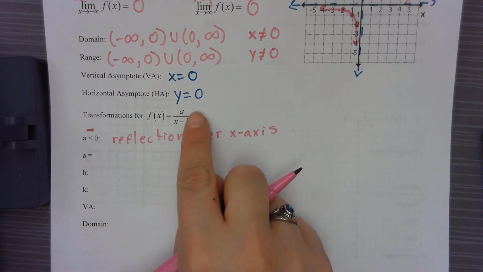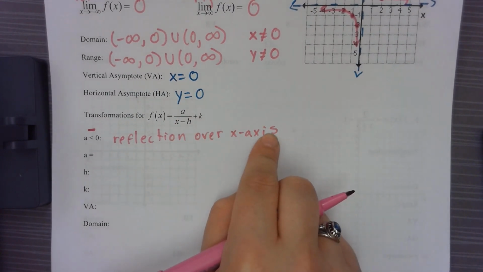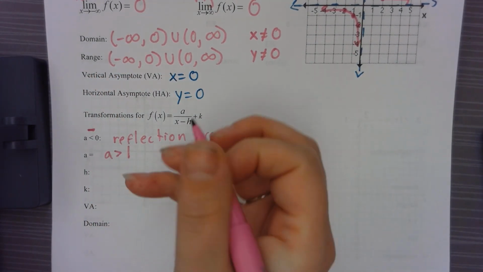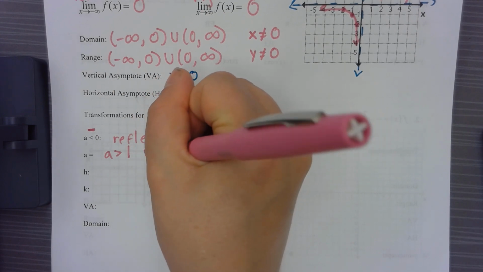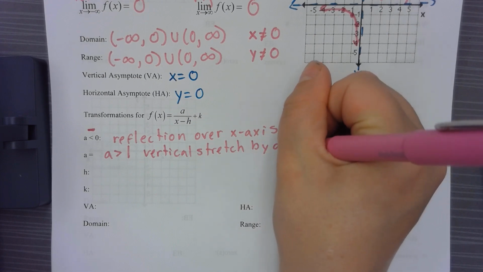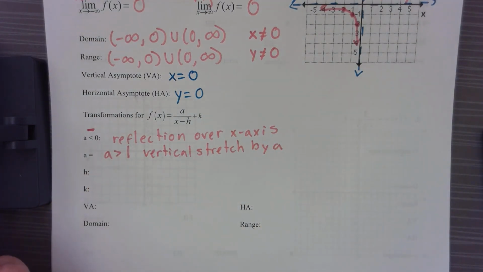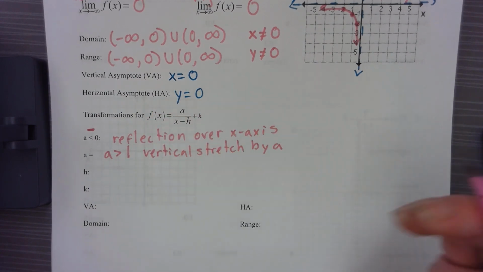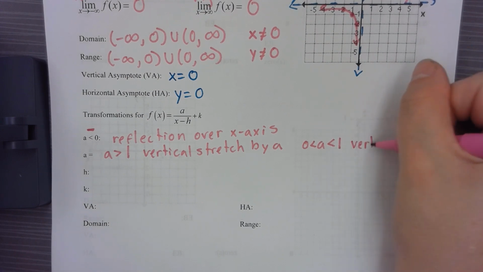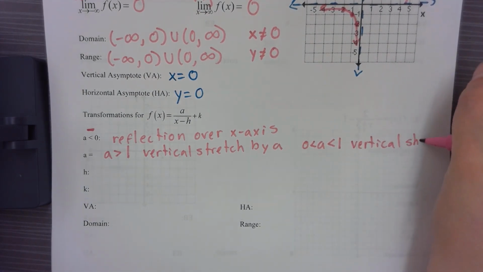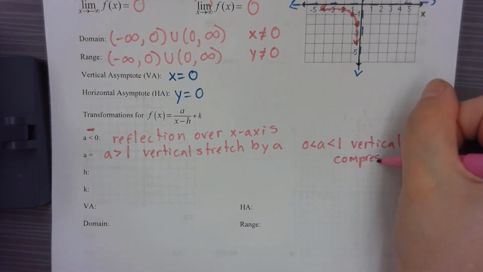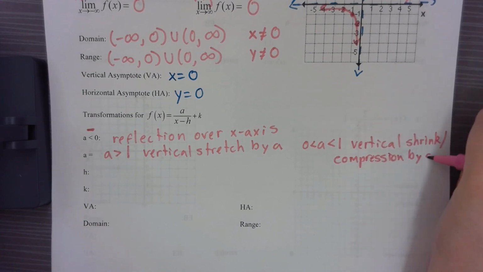So if that number is negative, we'll have a reflection over the x-axis. Again, that shouldn't be new. If that number is bigger than 1, then we're going to have a vertical stretch by a, by whatever that number is. Now, if that number up top is between 0 and 1, then that would be a vertical shrink, also known as a compression. And we do want to specify again that it is by a, by that number.